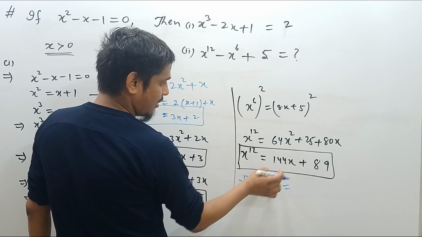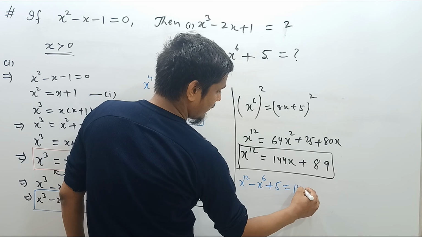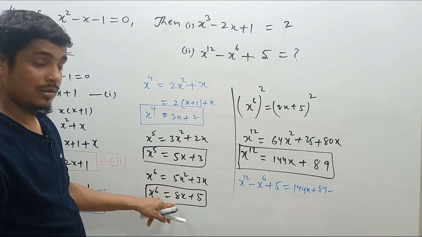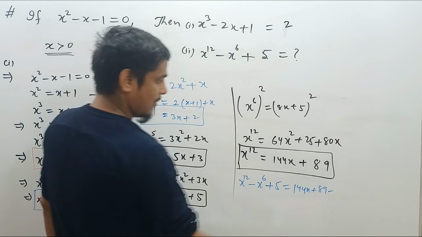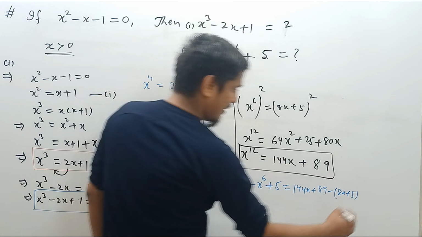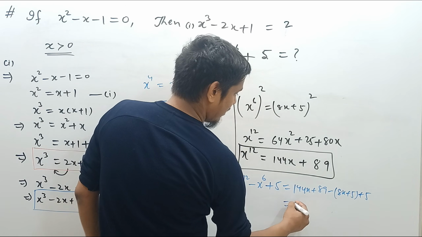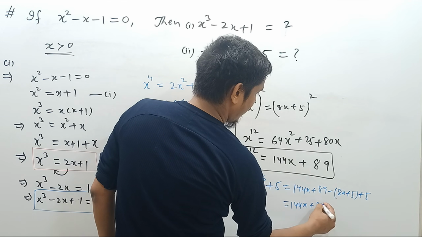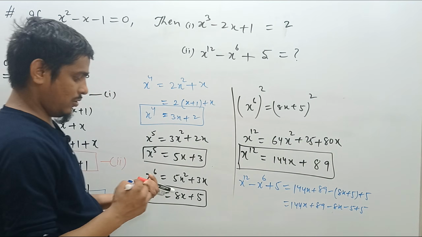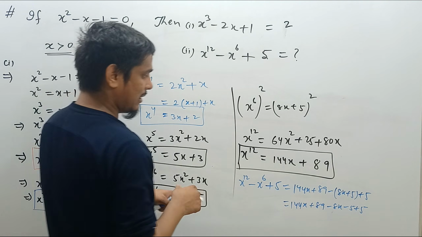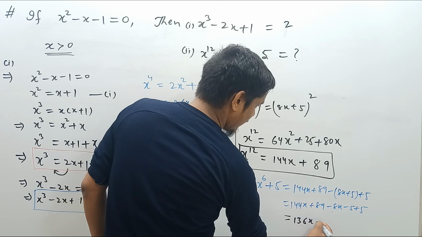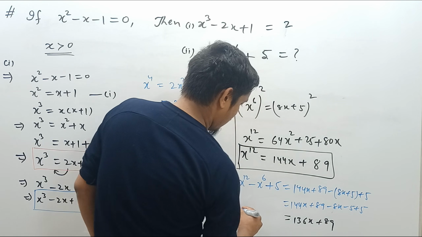So in place of x to power 12 we have 144x plus 89, minus x power 6 is 8x plus 5, means minus of 8x plus 5, and then we have plus 5. So we'll get this as 144x plus 89 minus 8x minus 5 plus 5, which got cancelled. So we are left with 136x plus 89.